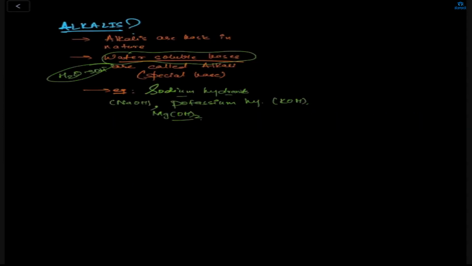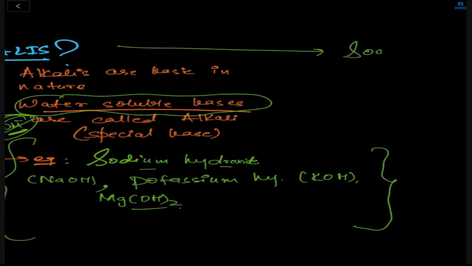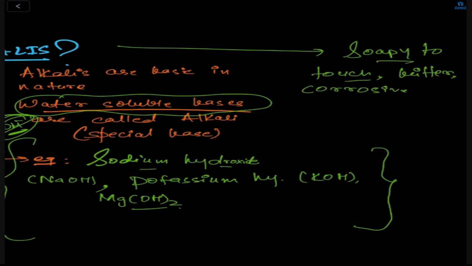Okay. All bases do not dissolve in water. Only an alkali is a base that dissolves in water. These are the alkalis that dissolve in water to generate OH minus ions. They are soapy to touch. What is the nature of alkalis? They are soapy to touch, bitter in taste, and corrosive. Corrosive means hard, and soapy to touch means sticky. They are bitter because bases are always bitter. We never taste or touch them.